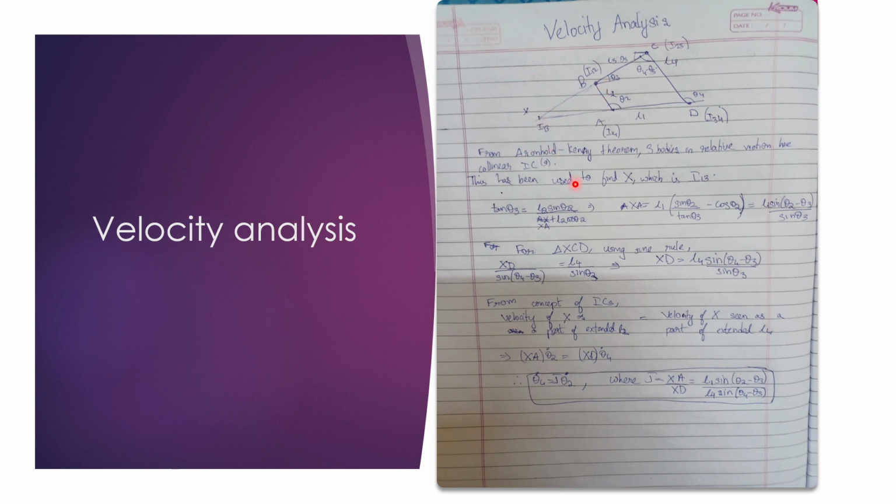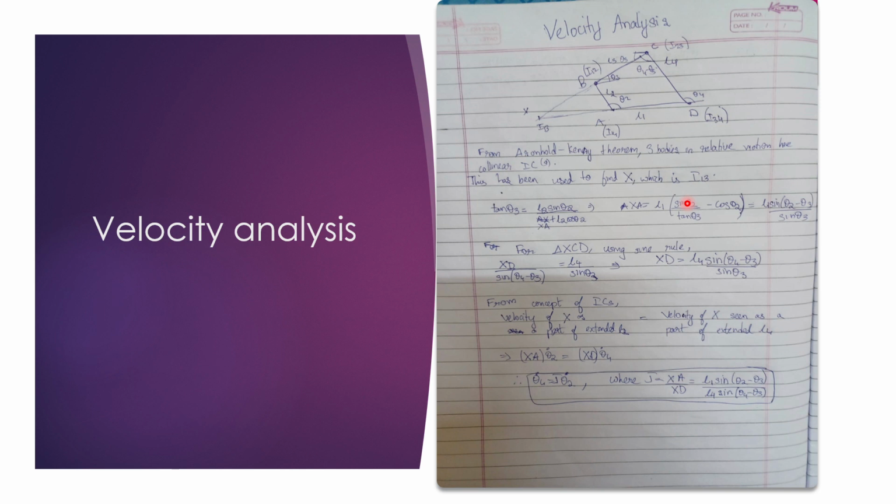Now what we did is we found the lengths XA and XD. For XA, we used the value of tan theta 3 and expanded on it, while for XD, we simply used the sine rule in triangle XCD. And from that, we obtain these specific values for XA and XD. XA is L1 sine of theta 2 minus theta 3 divided by sine theta 3, and XD is L4 sine of theta 4 minus theta 3, whole divided by sine theta 3.